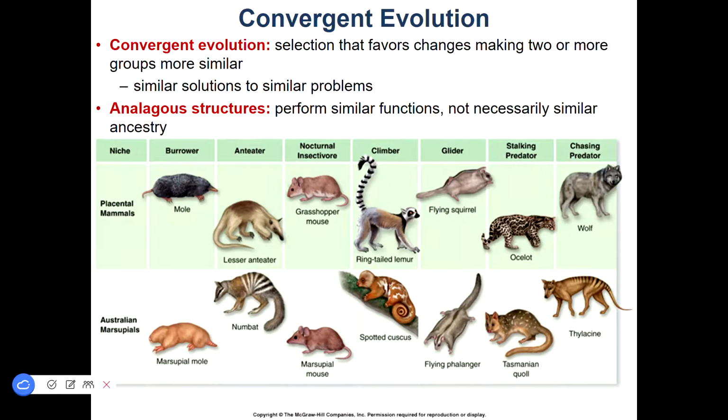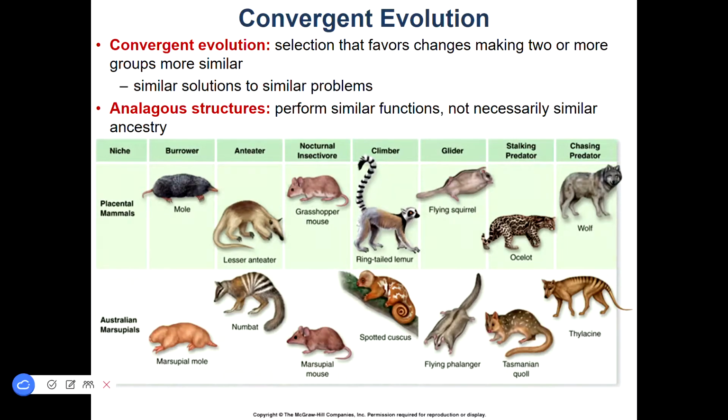These mammals and Australian marsupials are not that closely related. We're all mammals, but that's what we have in common. And these organisms have formed analogous structures, which are structures that perform similar functions, but not necessarily having similar ancestry. The most common one is thinking about birds and bats. Birds and bats both fly. Bats are mammals. Birds are not. But they both have wings that help them fly through the air. So similar functions, wings help you fly, but we know birds and bats have different ancestors.